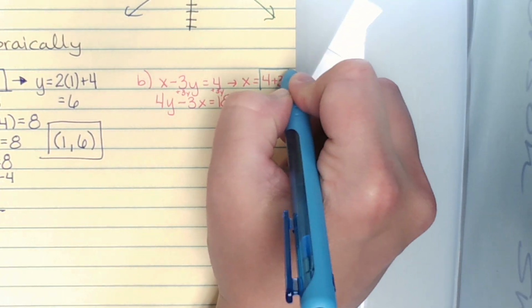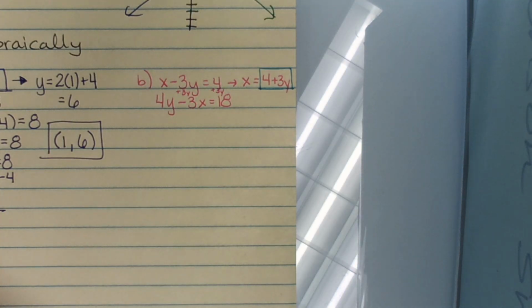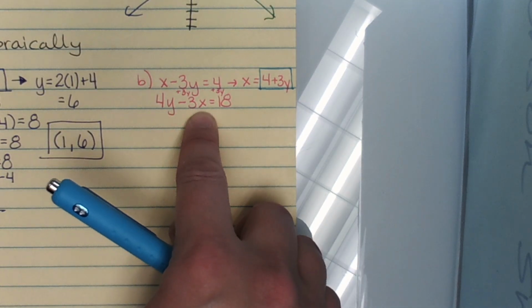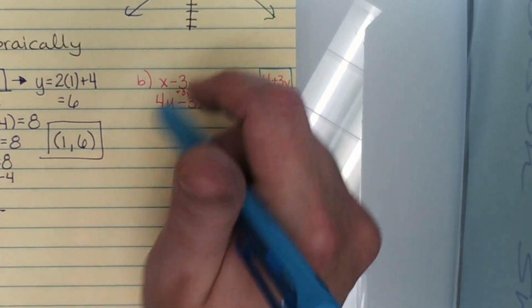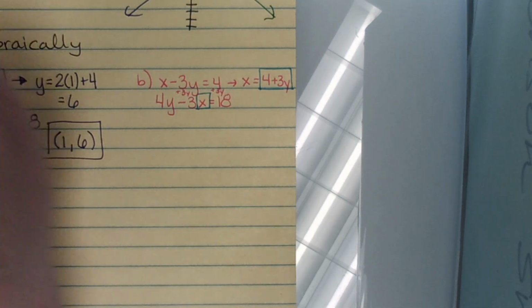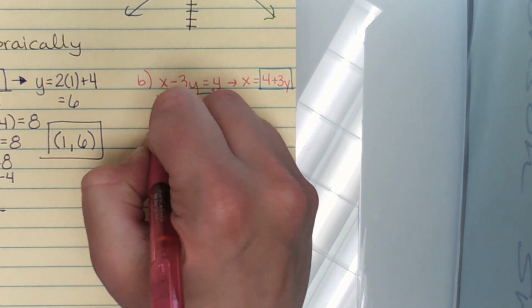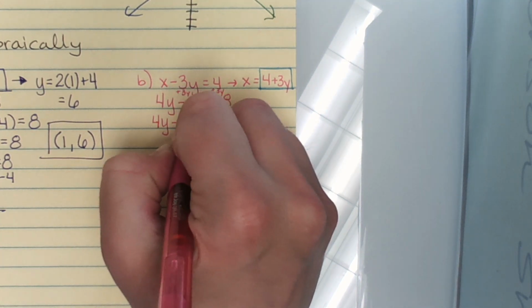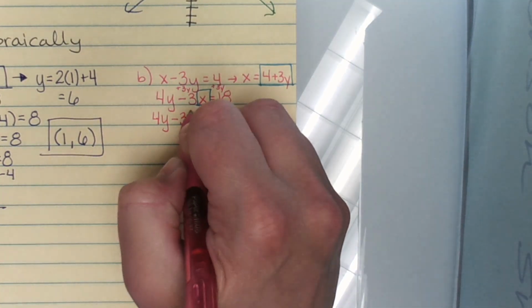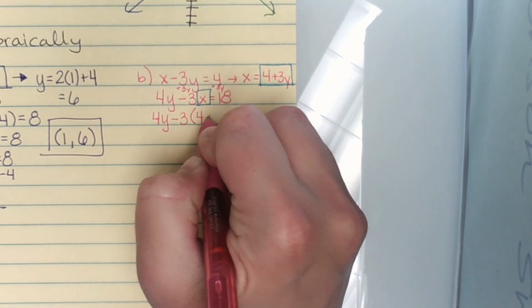Once I have that, what that is equal to will go into the other equation. Just make sure you put it in the right spot. Am I putting it in y or am I putting it in x? X, because that's what it's equal to. 4y minus 3. It does not replace the 3. The 3 is still there. When you plug it in, you put parentheses.